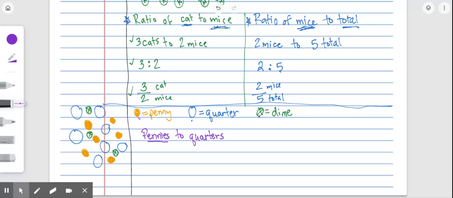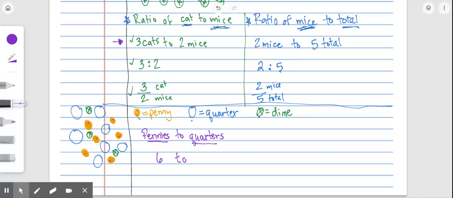So then I look to the left and I'm going to count. I have 1, 2, 3, 4, 5, 6 pennies. So I put a 6 first. And then I can write the word "to" in between, just like I did in this first example up here. 6 pennies, to. How many quarters do I have?